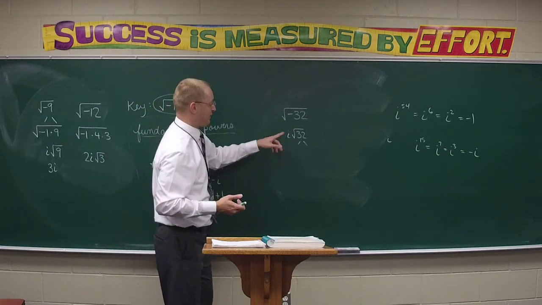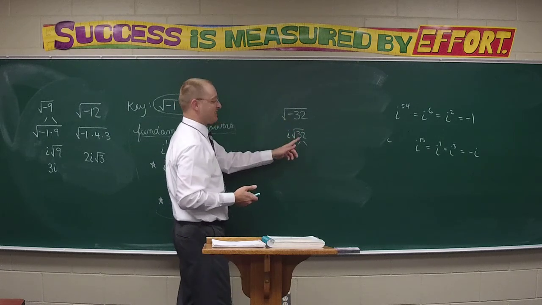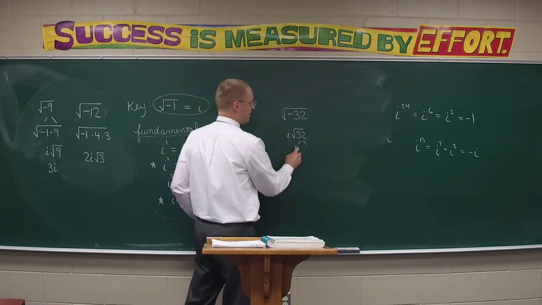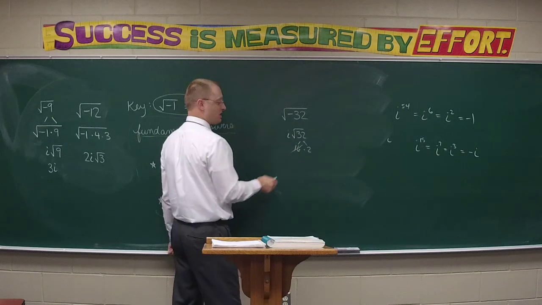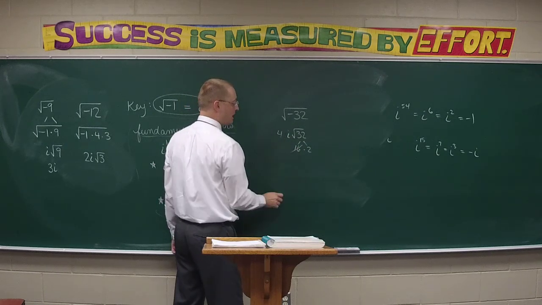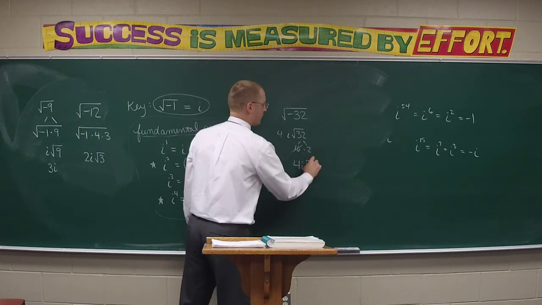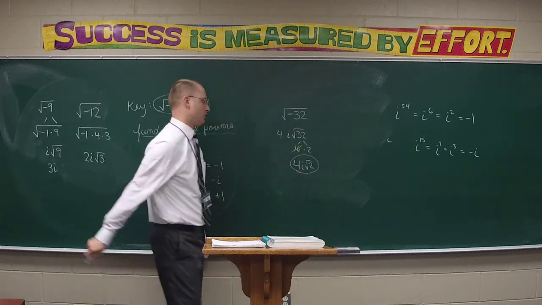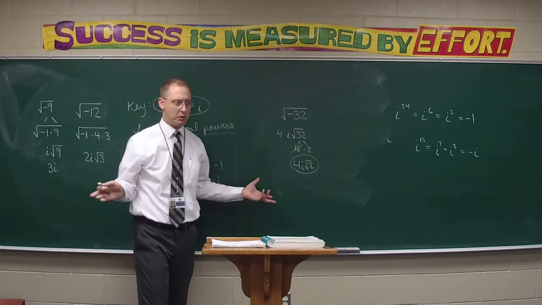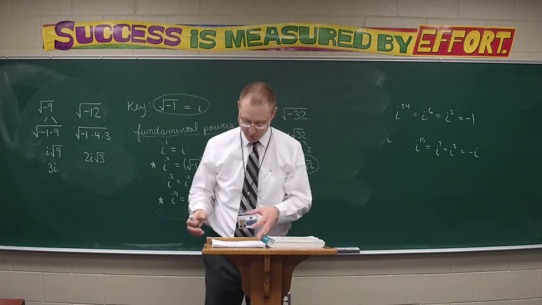So radicals are back again, but now we just pull out i's first. And so we factor the 32 into 16 times 2. And then out of the square root of 16, we get 4. So our answer will be 4i times the square root of 2. Make sense? Working with radicals like we used to, we just have to pull out our i first.